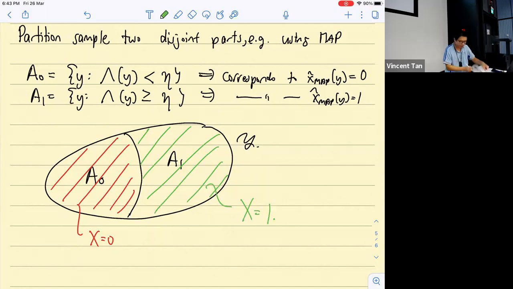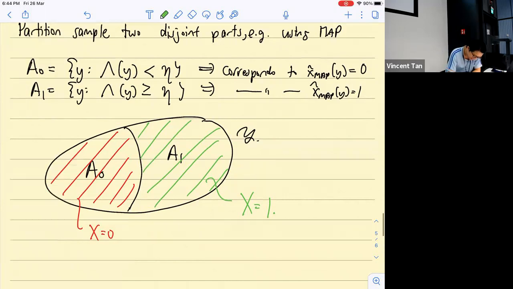Okay, so there's no overlap between A0 and A1 because at the same time you cannot say that two hypotheses are true. Now, if we can say that, then we can do a lot of other interesting mathematics. This is called likelihood decoding. All right.